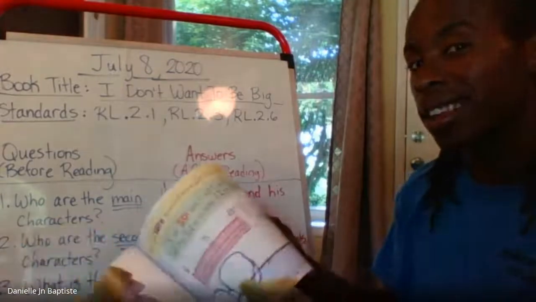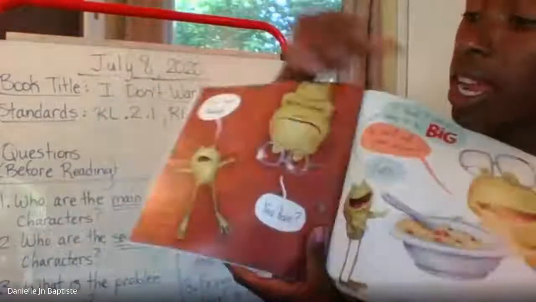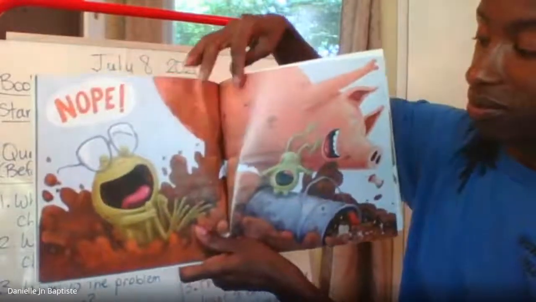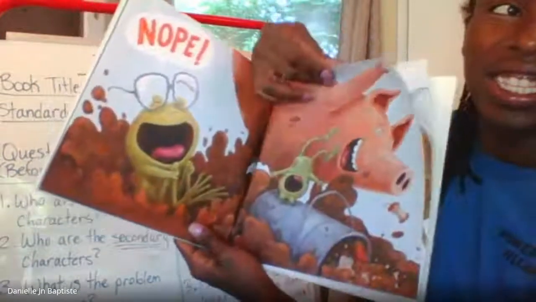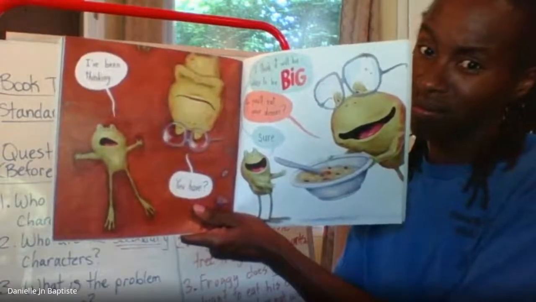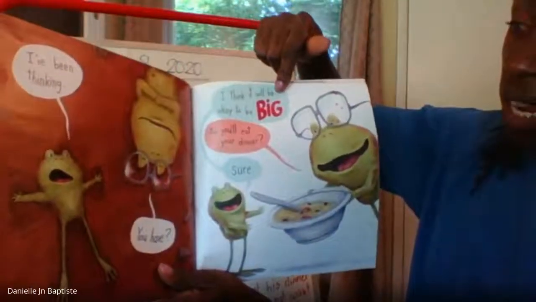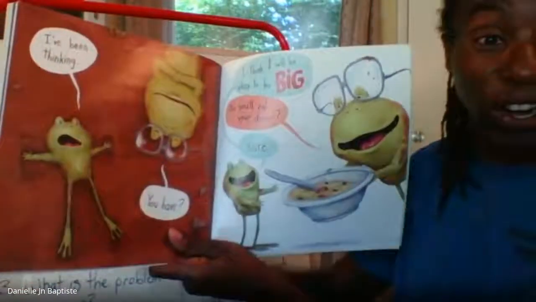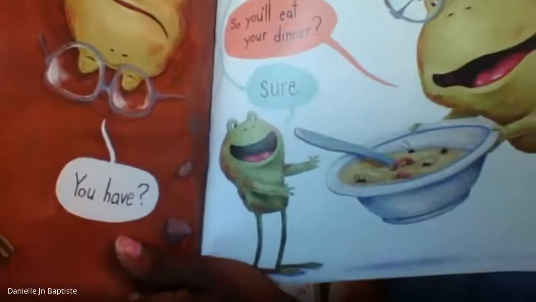Now let's go to the end of the book. Let's look at this page. Remember, and actually I'll show you the page before this. Remember, they all jumped into the mud. And then Froggy said, "I've been thinking." "You have?" And then he says, "I think it'll be okay to be big." His dad says, "So you'll eat your dinner?" "Sure." Was Froggy happy? Look at his face. Was he happy at the end?